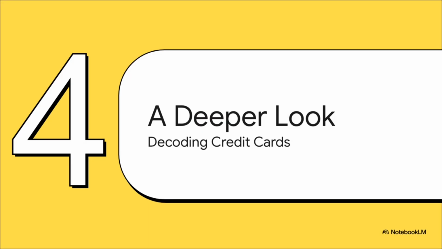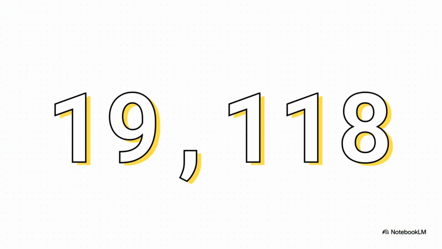All right, so we've seen the big picture. Now let's zoom in a little. We're going to pick one of those really busy filing cabinets, the credit card table, and see what other secrets we can shake loose from it. And yeah, it is definitely a busy one. Inside this one single table, we've got 19,118 records. That's one for every single credit card that has ever been used to buy something from this company.